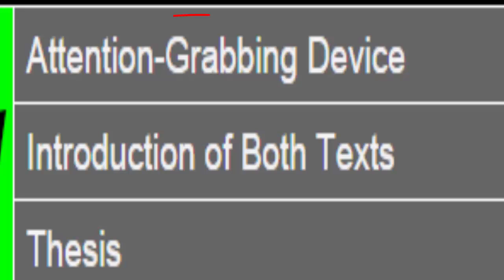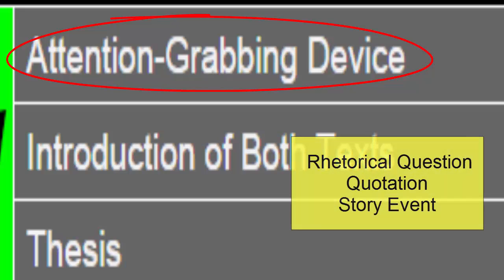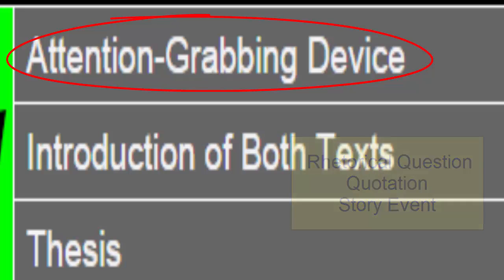The beginning is an attention-grabbing device. I won't go into attention-grabbing devices here. Undoubtedly, your English teacher will help you understand how to write an attention-grabbing device. But you must remember that every literary analysis essay should begin with something that will grab your reader's attention. That could be a rhetorical question, it could be a quotation, it could be a moment from one of the stories that you will discuss. But in some way you must entice your reader into the essay. That's your first part of the introduction.